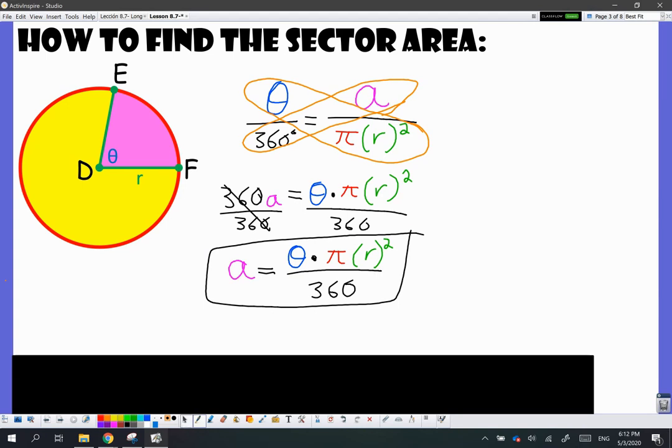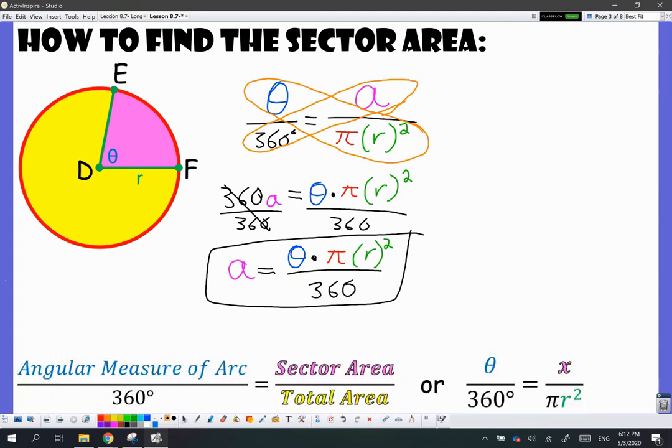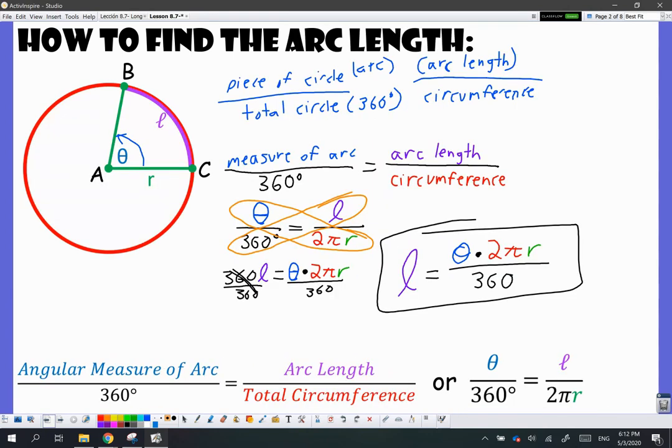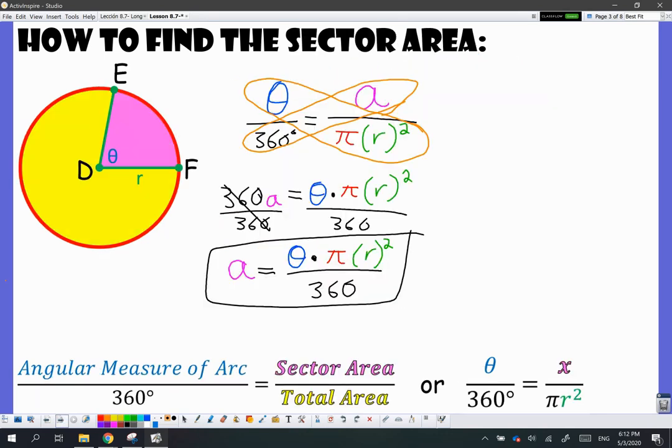And again, our proportional relationships, I have that down here. The angular measure of the arc over 360, same left-hand side that we actually have for the arc length as well. So we have the angular measure of the arc divided by 360 equals the sector area divided by the total area. And like I said before, we can also use this to find anything else that we're missing. So for example, right now, usually we'll be missing the sector area. So we need the angular measure of the arc and we need the total area.